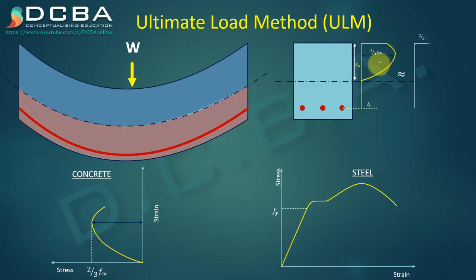we can assume that area to be a simple rectangle, of which the width is 2 by 3 FCK and depth is, I'm denoting it by A, which is equal to beta into XU. So basically this area of this rectangle would be almost equivalent to the area of this block. I've basically simplified it. This is called Whitney's stress block.